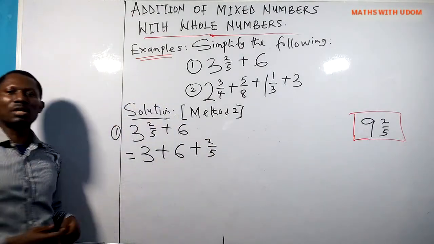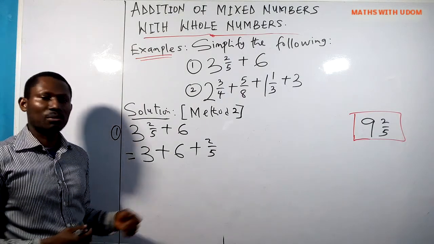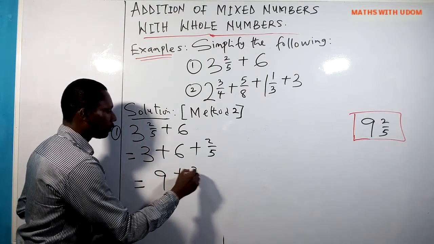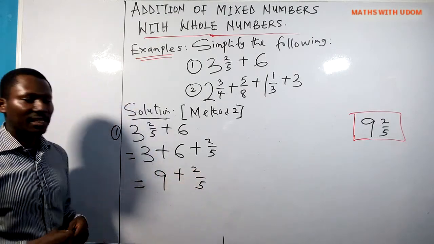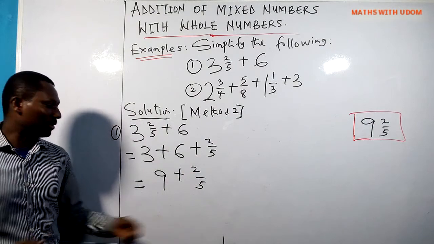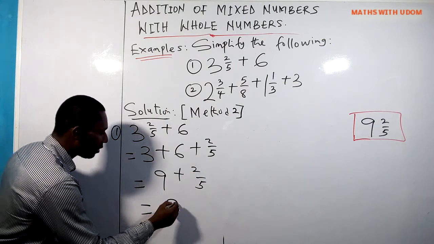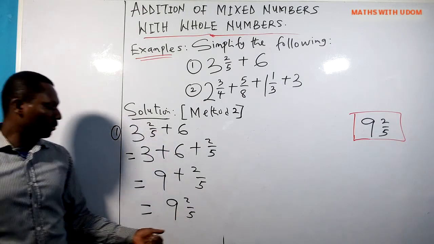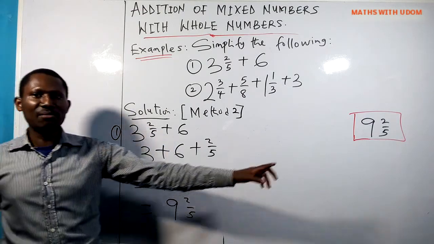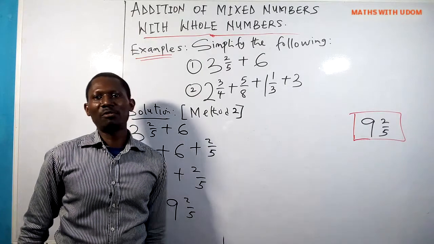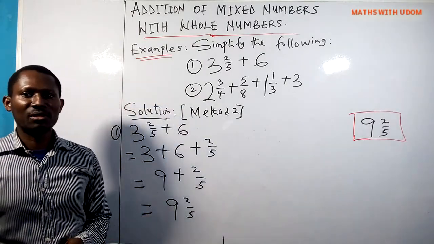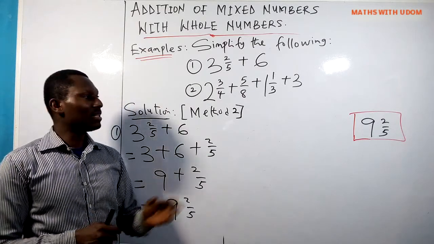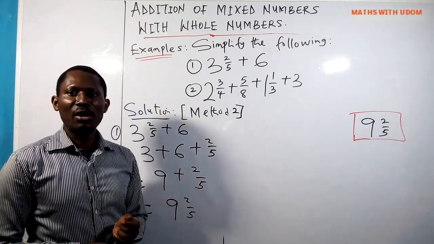So 3 plus 6 will give us what? Is 9. So we have 9 plus 2 over 5. And then the next thing is that we match the two together. So that would be 9 whole number 2 over 5, which is exactly the same thing we got when we did the first method. The same thing was gotten. So which means you can use any of the methods to solve problems in your exam or in your assignment.